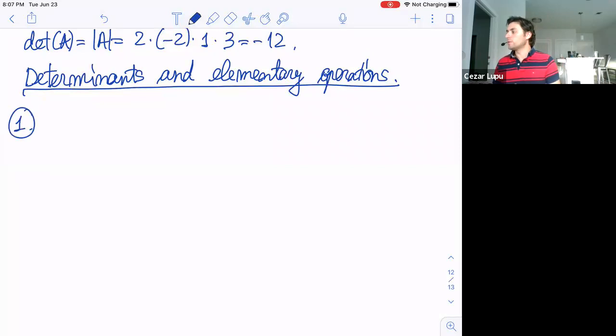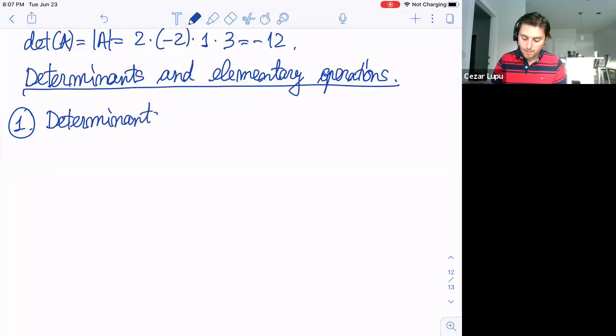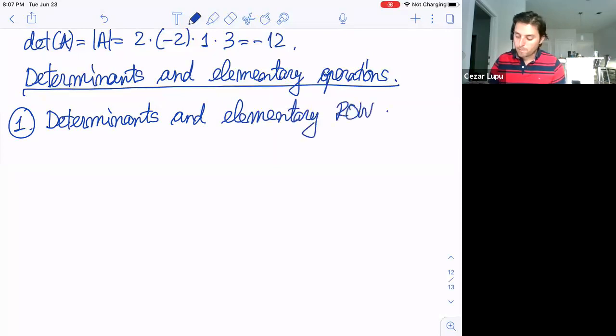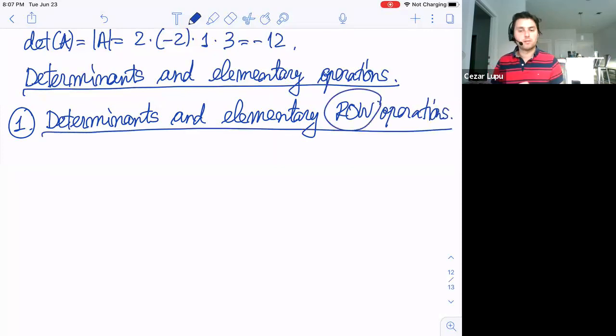I'm going to start with one of them. The first one I want to talk about is determinants and elementary row operations, just like in the title. And I want to stress this, we're going to perform operations on rows. So let me give you an example. Let me ask the following question, just like in the notes.